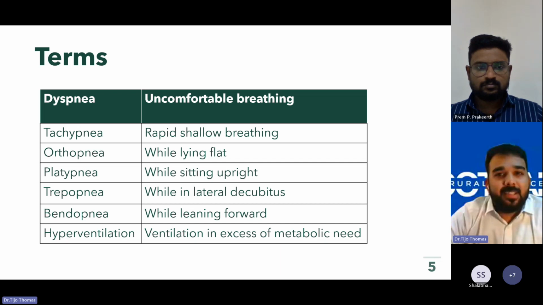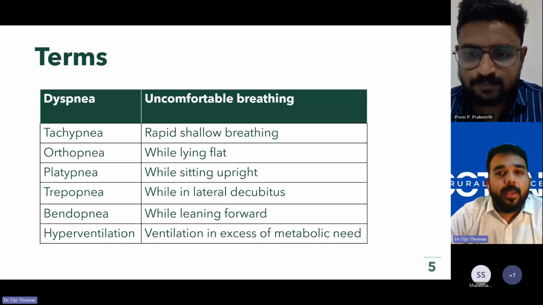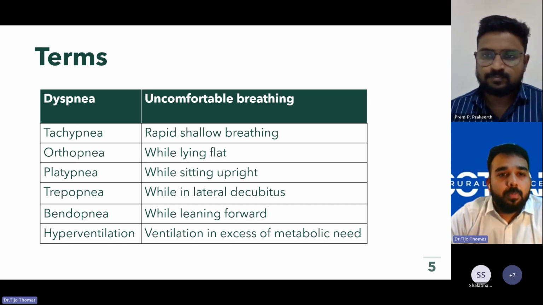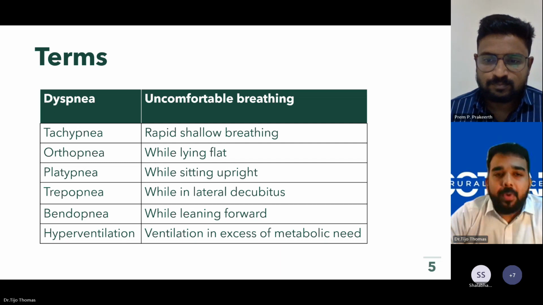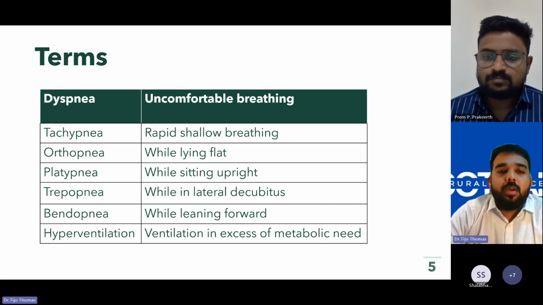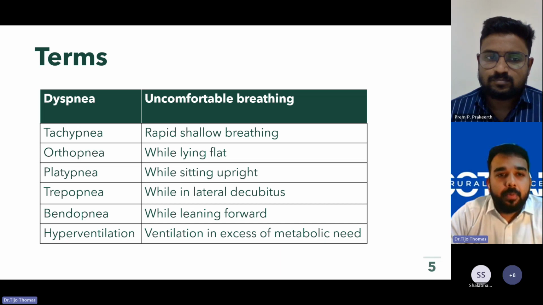Bendopnea is discomfort on leaning forward. This is a relatively new term, which is seen in heart failure when the patient has shortness of breath when he or she bends forward, when there's increased ventricular filling and there's increased pressure. Hyperventilation is when ventilation is in excess of the metabolic need, mostly seen in metabolic acidosis, where the patient will be hyperventilated.